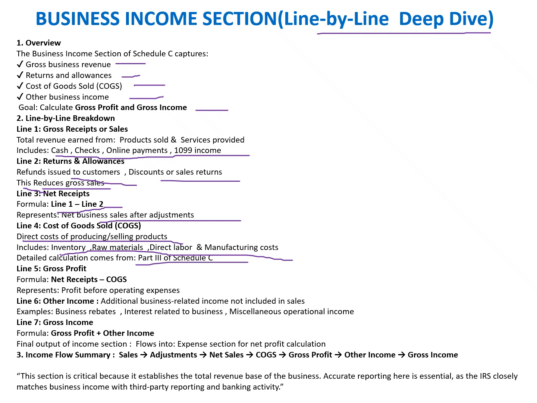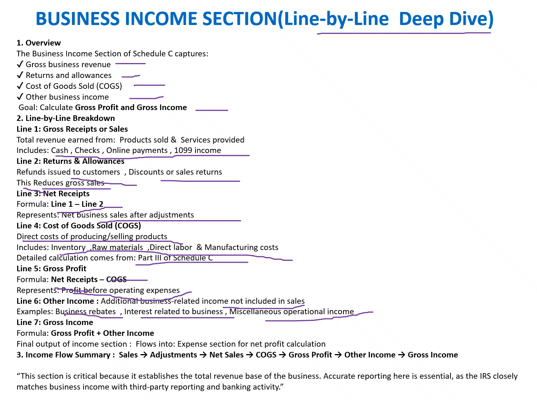So once we have the total sales and have deducted the related returns from it, we have the net sales, and we have also derived the cost of goods sold by accumulating all the costs incurred to manufacture the product. Then we are in a position to derive the gross profit. Gross profit is the net sales minus cost of goods sold, and this represents the profit before operating expenses. Then we add other income here: additional business income not included above, like rebates, interest to the business, and miscellaneous operating income. We add that additional income to arrive at the final gross income.